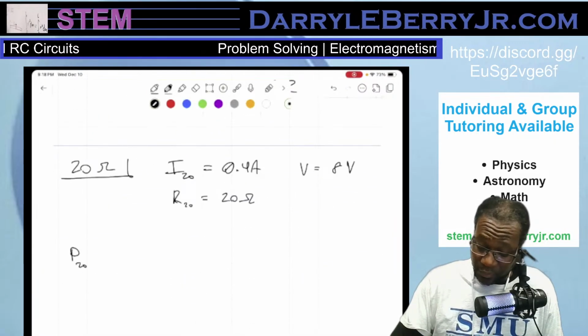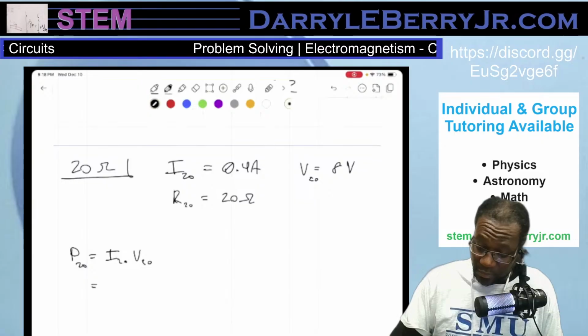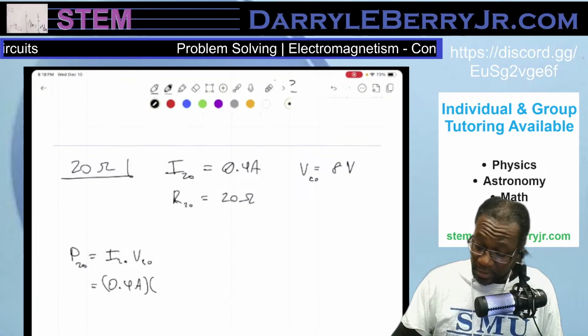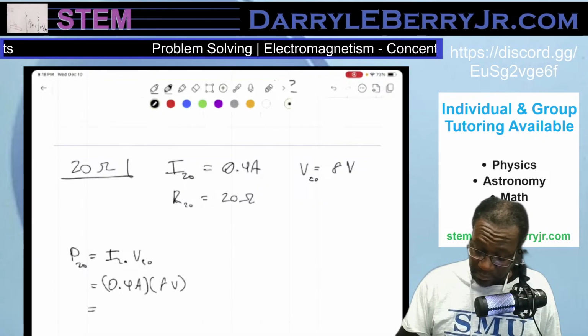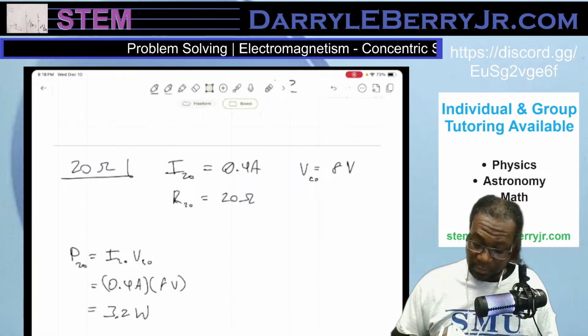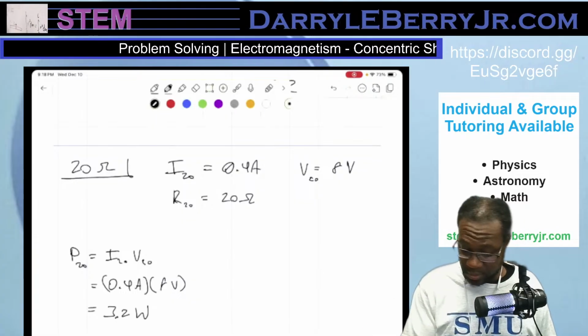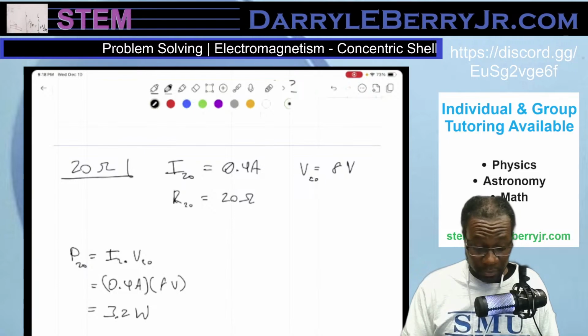So we have P20 equals I20 V20. So that's going to be 0.4 amps and 8 volts. So it's going to be what? 3.6? No, 3.2 watts. Just in case. Looks like it's 3.2. 8 times 0.4. Yeah, 3.2.